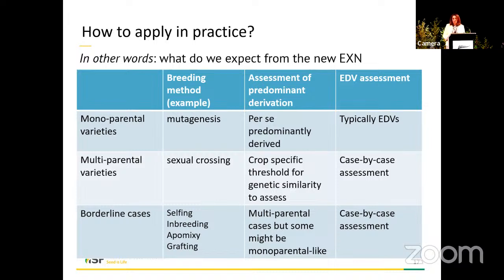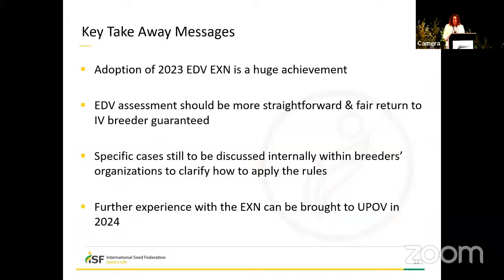So some key takeaway messages: really, the adoption of the new explanatory notes 2023 is a huge achievement for the breeders. In this case, the assessment should be more straightforward, and there will be a fair return for the initial variety breeders, and that's where we come back to the purpose of EDV in the first place. There are specific cases that are still to be discussed with Parliament, the breeders' organizations, and to clarify how to apply this. And then there will be further experience with the explanatory notes, which can be brought in 2024, as Martin has mentioned.